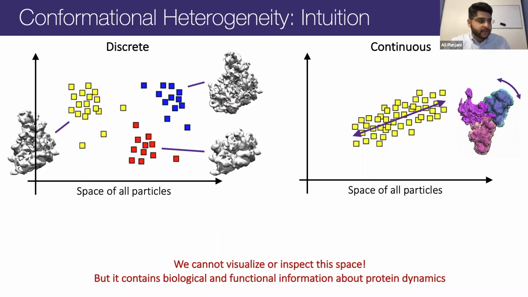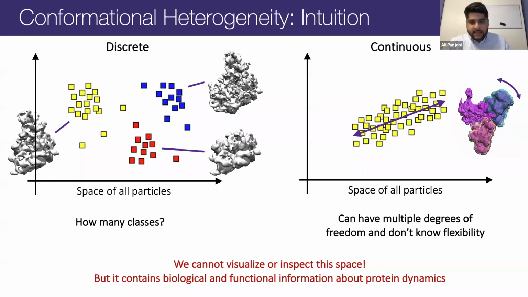For example, on the discrete side, if we can't see the space, how do we know how many classes there are? How many different clusters are there? Or how separate are they? Are there maybe some large clusters that are divided into subclusters? We can't really see that or know that ahead of time.